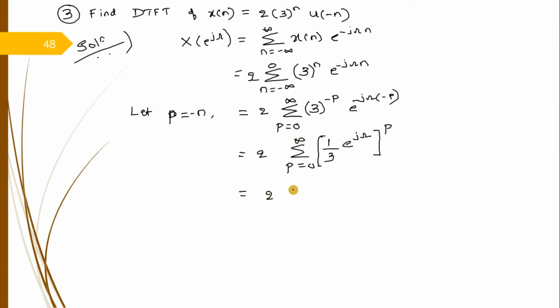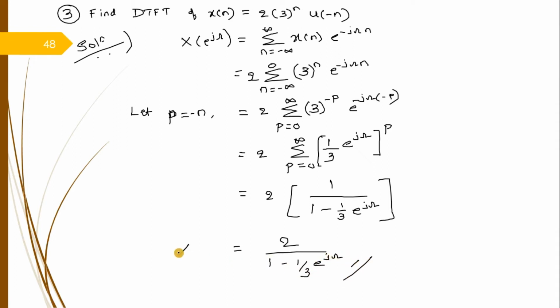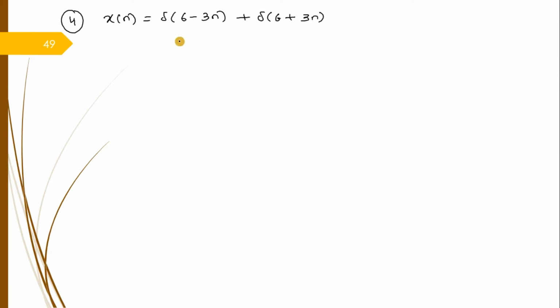Apply the standard form. There is an infinity, so hence it is 1 divided by 1 minus alpha. In place of alpha, I'm having 1 by 3 e raised to j omega. So that's your answer. You can further simplify it as 2 divided by 1 minus 1 by 3 e raised to j omega, which is the answer for the frequency component X of e raised to j omega. Very simple. So like this, a small deviation again with a problem.